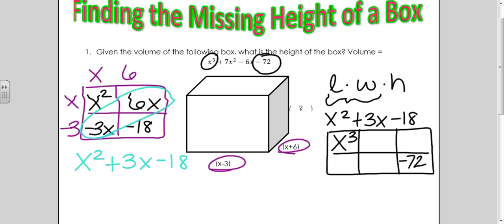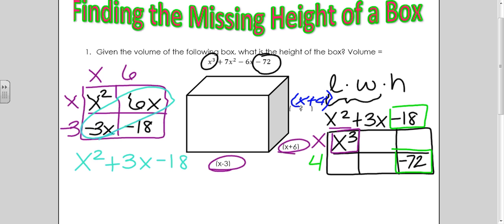So what we have to do is think to ourselves, what times x squared gives us x cubed? And it's x. Go back and check. X times x squared is x cubed. And then you say, okay, well, what times negative 18 gives me negative 72? And we get negative 4. Not negative 4, positive 4. So is 4 times negative 18 negative 72? Yes. So then we have x plus 4 is our missing dimension for our cube or rectangular prism.